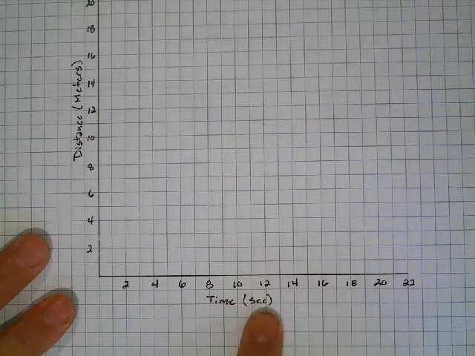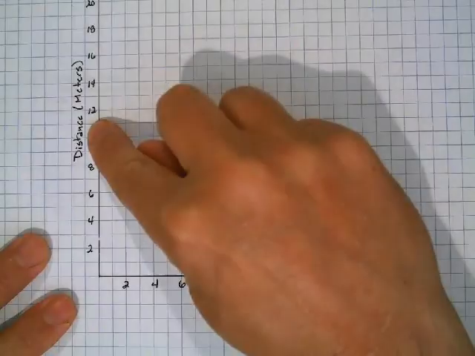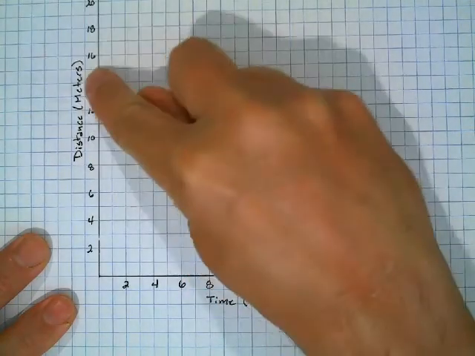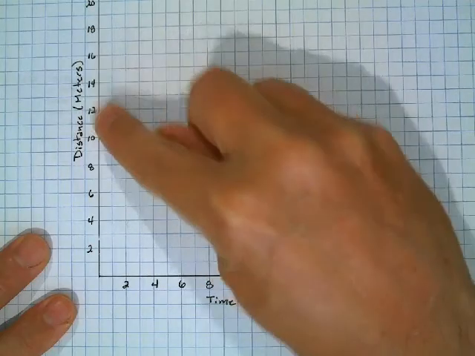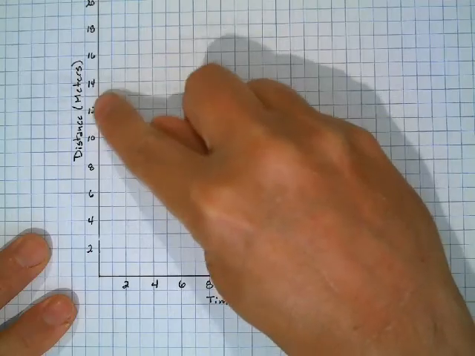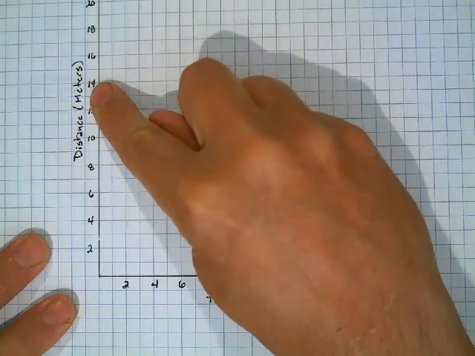And then on my y-axis, I've got my distance. And how is it being measured? Distance is being measured in meters. So you always want what's being measured and the units that's being used to measure it.